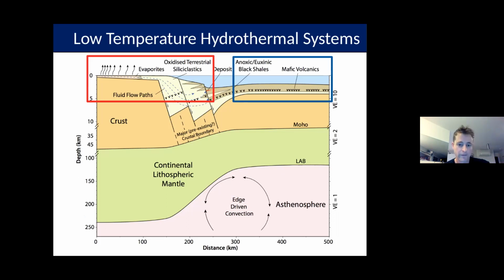Contrast that with what we have on the other side of the break, which is where we have our marine conditions, our restricted marine conditions, potentially with the euxinic water conditions, high organic carbon in the shales being laid down. This is also where you're more likely to get things like your mafic volcanics out, where you have thinner lithosphere, which is where you're going to scavenge your metals from.